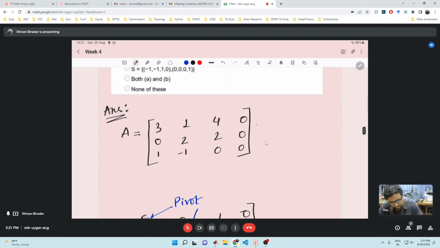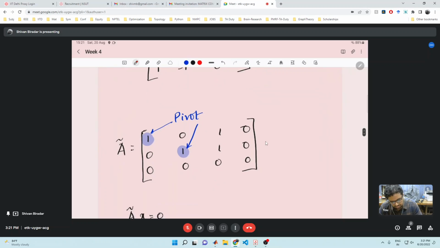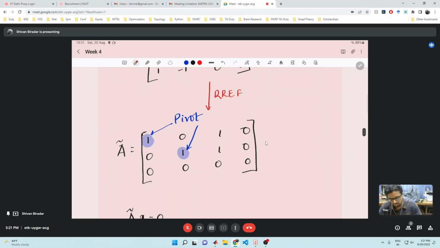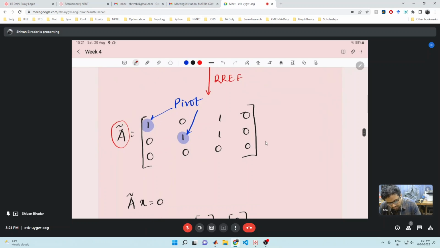So you have a matrix A, which is given to you. You get this matrix A tilde after row reduction to the row reduced echelon form. This is your row reduced echelon form. You apply various row operations to get this RREF form. You see that the rank of A, or A tilde, is equal to 2. And these two are your pivots.